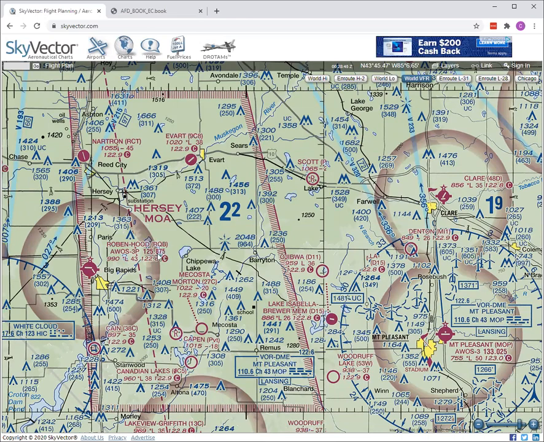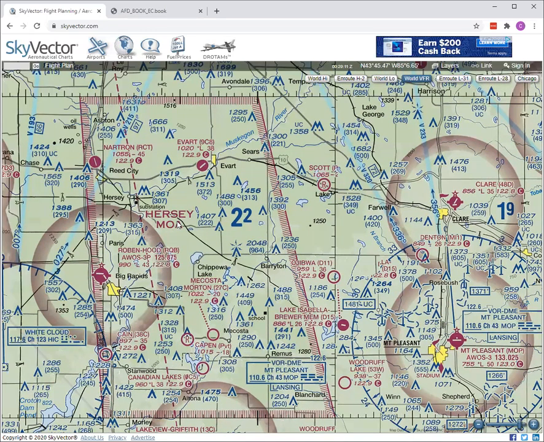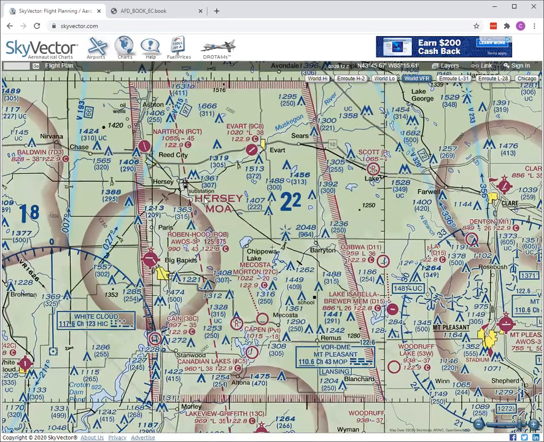And inside that MOA, they have specified operating times, which they will put on chart supplements and such. And so you know when these MOAs are active, but you are not prohibited from going inside a MOA, whether it is active or not. So you can go in them anytime you want, but you should be aware when they're active. There's jets flying around in there. They may not be looking for you. This is the Hershey MOA, and you can see that's what the name is.